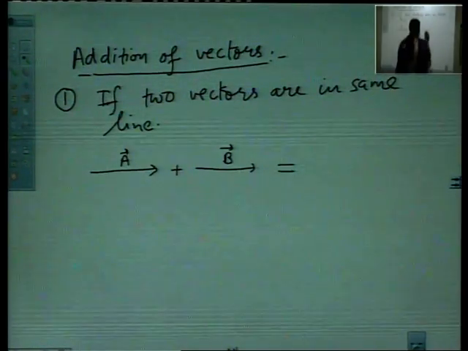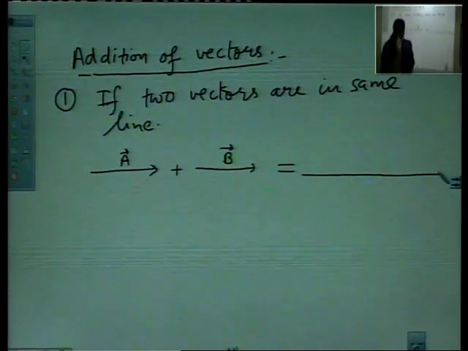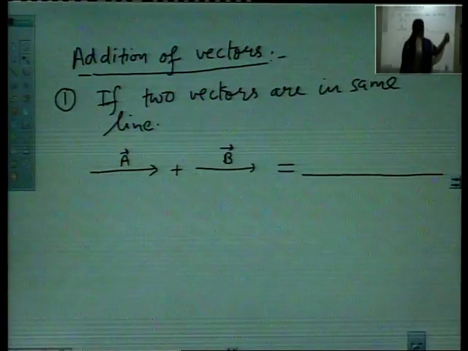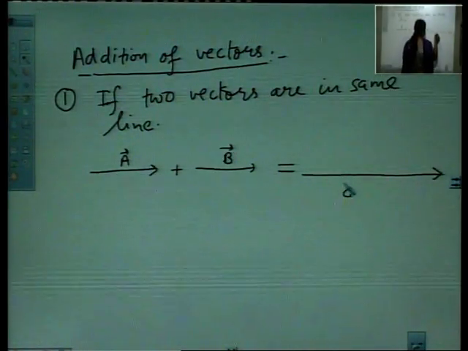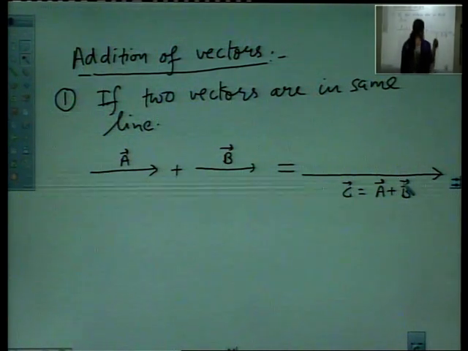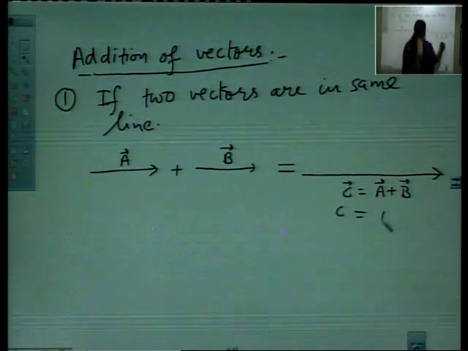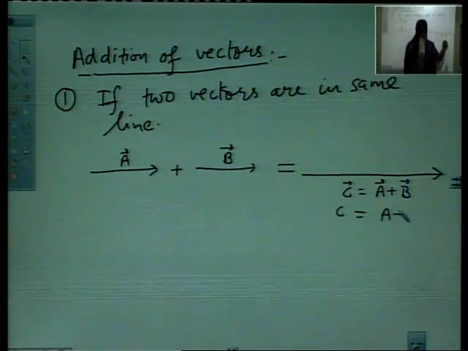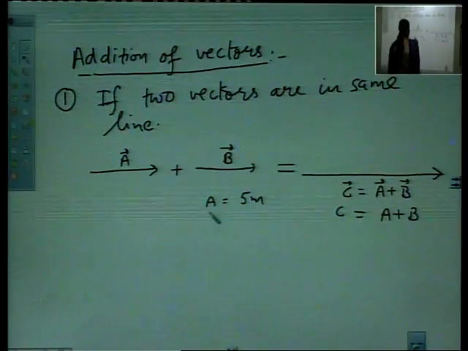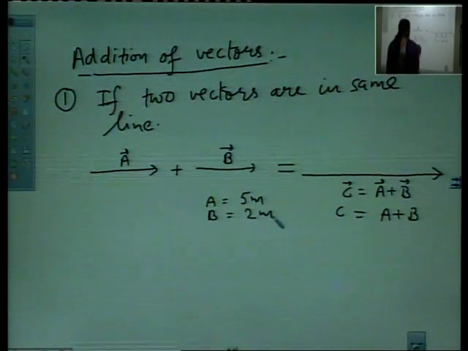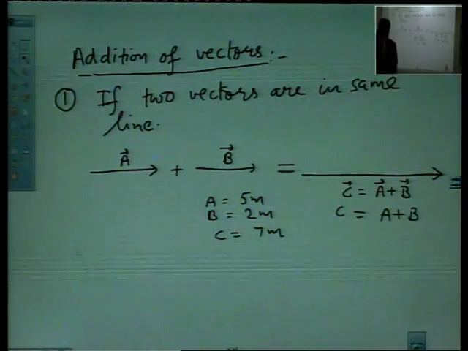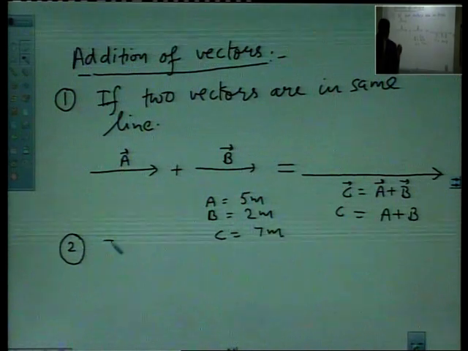So the result would be, on adding these two vectors, a third vector quantity will come into play, whose length will be the length of A plus the length of B. So this is vector quantity C. C vector can be written as A vector plus B vector, and the length of vector C is equal to the length of vector A plus the length of vector B. Suppose the length of A vector is 5 meter and B is equal to 2 meter, then the length of vector C would be equal to 7 meter.